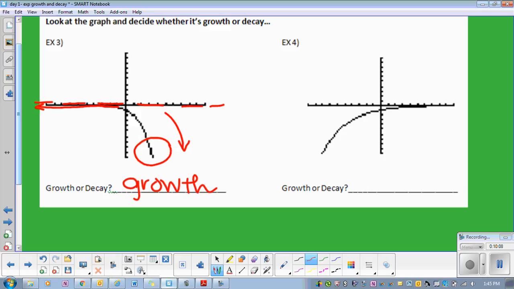So then look at the next one. All right, seems like it's getting stuck there. There's my asymptote. If I look at the right arm, is that one going away or towards the asymptote? Towards. So which one is this? Decay. Good.